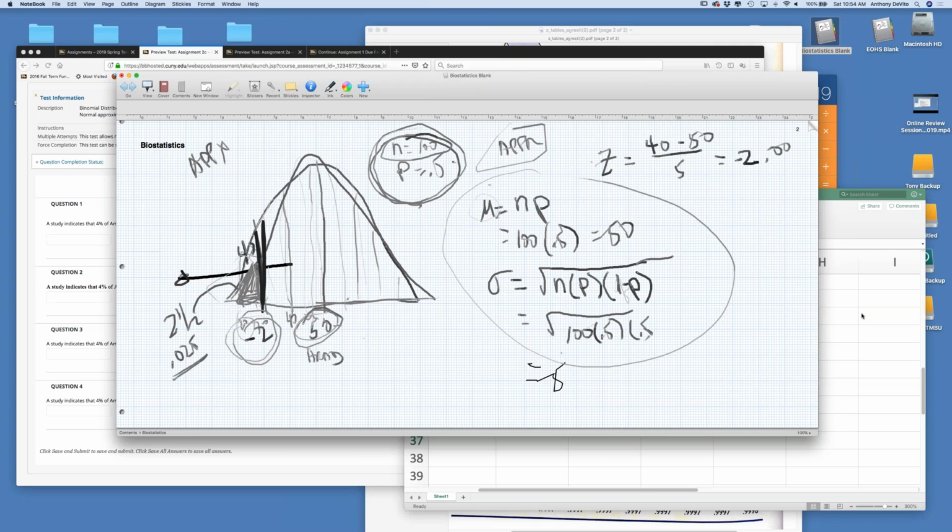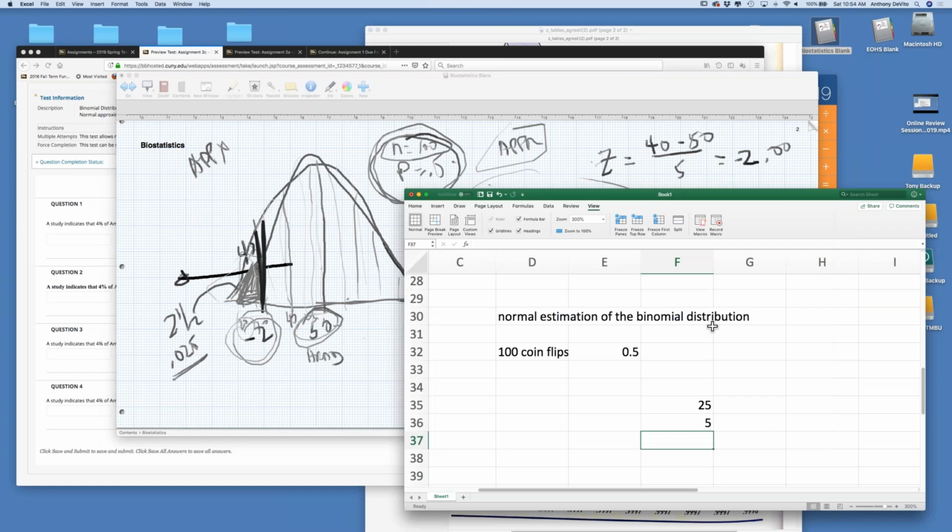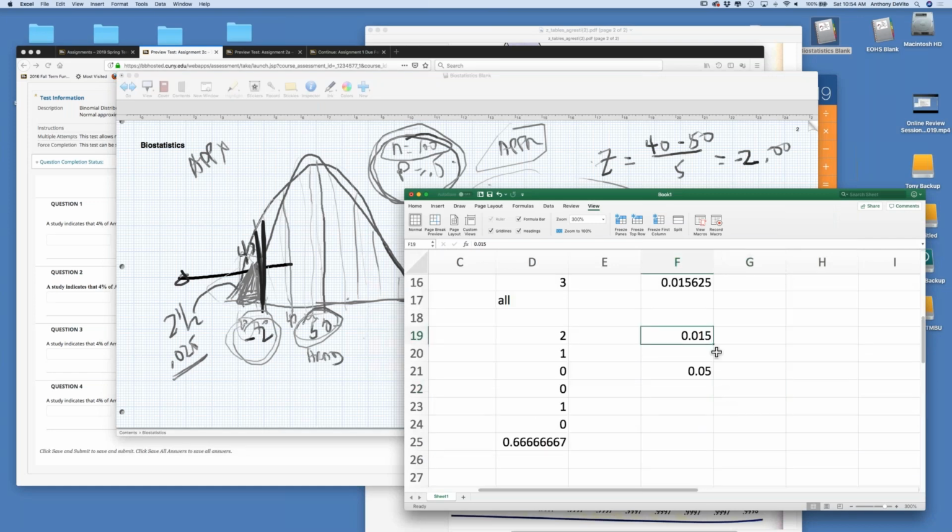The binomial dist function actually gives you a real calculation of the number of possibilities that satisfy what you're talking about over the total number of possibilities. It gives you a real, accurate probability. The normal approximation gives you an approximation.